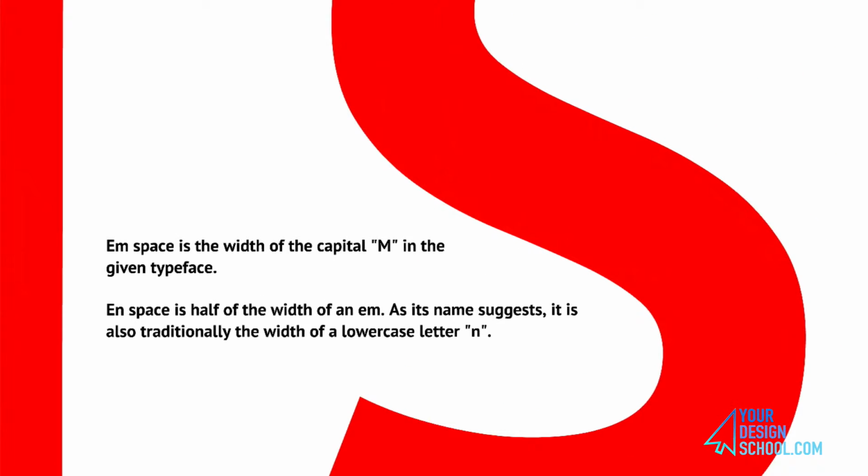An M space, so we've got M spaces and N spaces. An M space is the width of the capital M in the given typeface, and an N space is half the width of an M space. That's generally the width of a lowercase n. So you've got different kinds of spaces. Most of you will press the space bar, but actually there are different kinds of spaces. You can do an M space, an N space, and a space bar space.